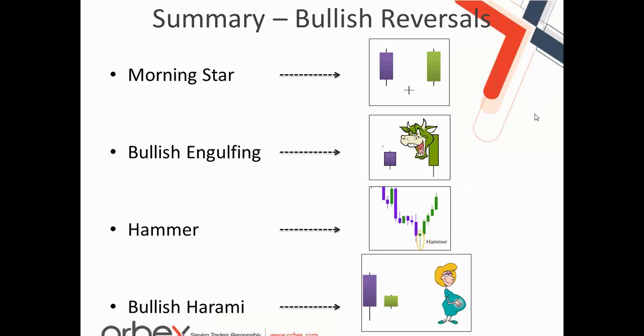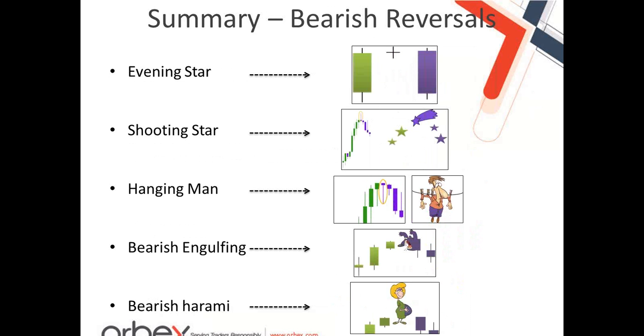And similarly, the summary for the bearish reversals, we have the evening star, a very strong bullish candlestick, followed by indecisiveness in the market presented by a doji candle or a spinning top, followed by a very strong bearish candlestick, indicating that the market has reversed and we could expect the market to move down.